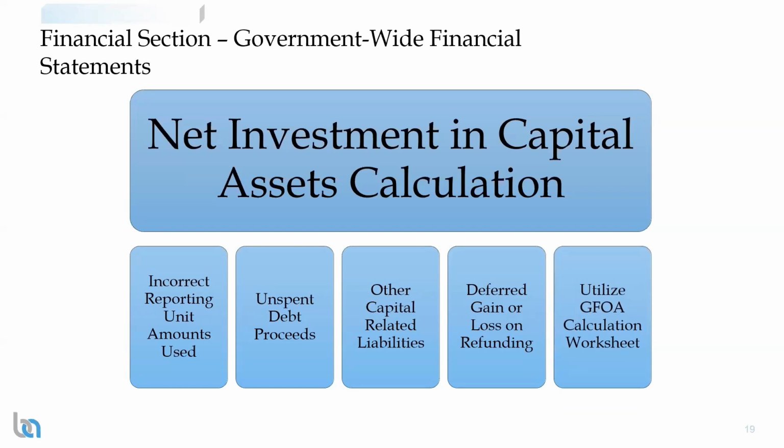You want to maybe use the GFOA calculation worksheet. It's free. It's a good memory jogger. It has all the elements you need to consider. Probably can be fine-tuned a little bit as you find necessary, but I find it a good tool to use.